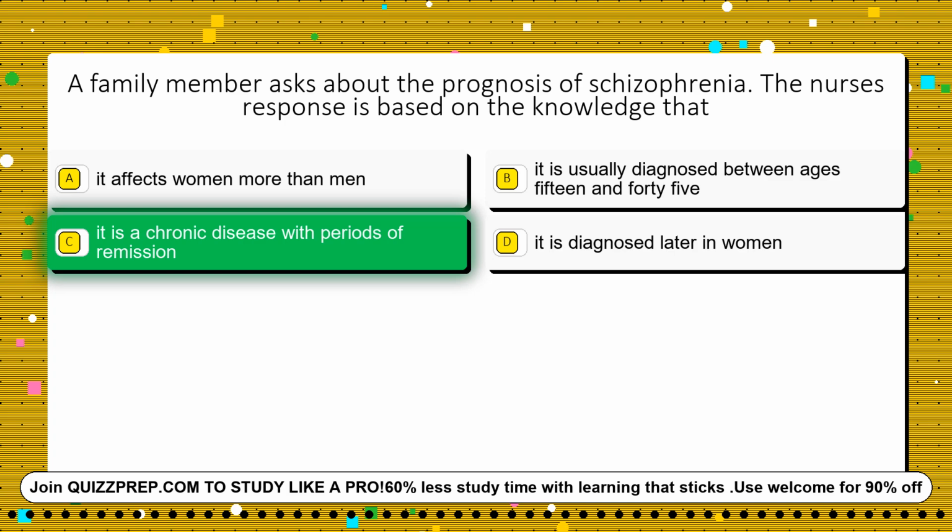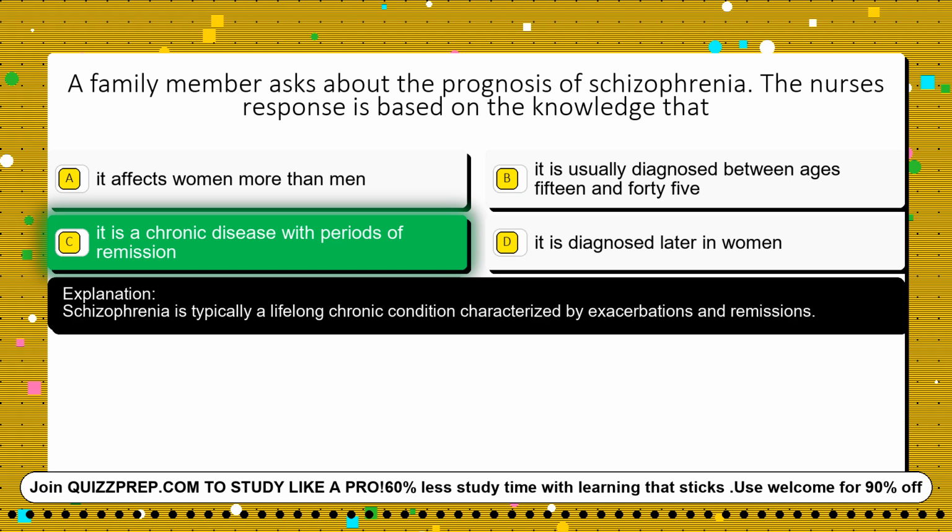The correct answer is option C, it is a chronic disease with periods of remission. Schizophrenia is typically a lifelong chronic condition characterized by exacerbations and remissions.